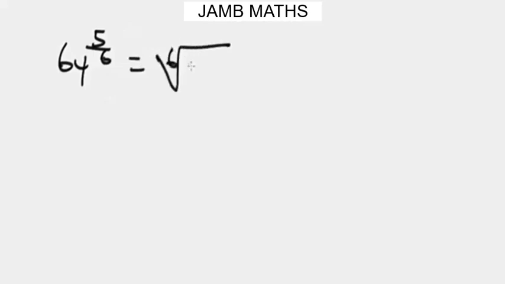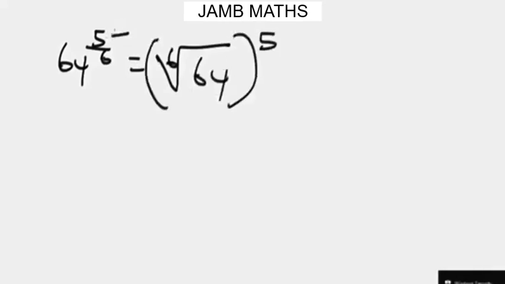If you have something like, let's say, 64 to the power 5 over 6, let me write it out: 64 to the power 5 over 6, and you're asked to simplify this. Firstly, you are going to get the 6th root of 64. This is how you express it. Once you get it, you raise it to the value of the numerator. This is the numerator, and this is the denominator.